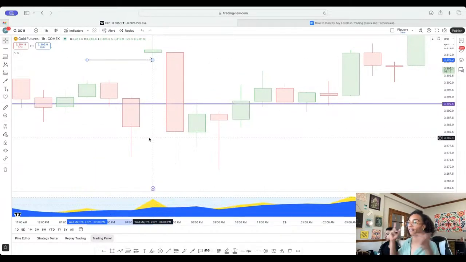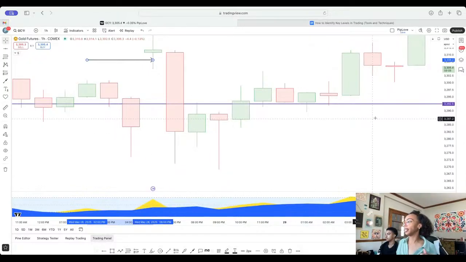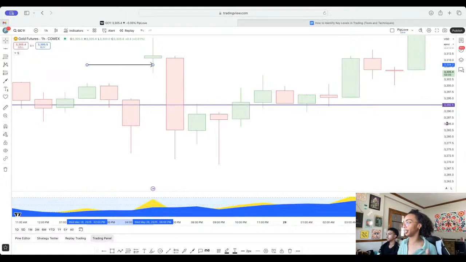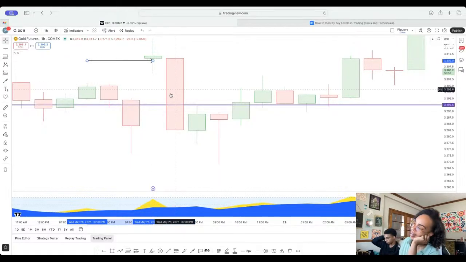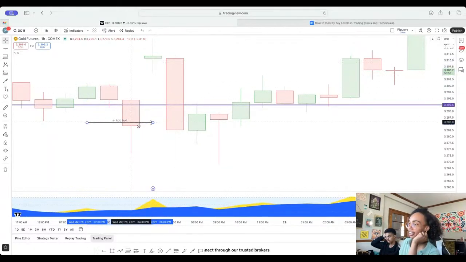So that should have been our first indication that sellers don't really have that much control, because boom, the buyers were able to bring this all the way up to 33.10, up above this level. Then our very next candle was a huge engulfing red candle. But what is this telling us?